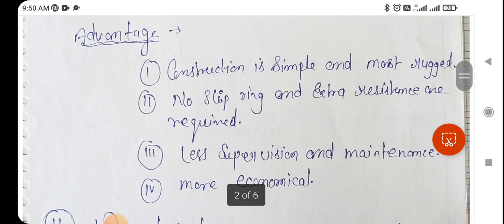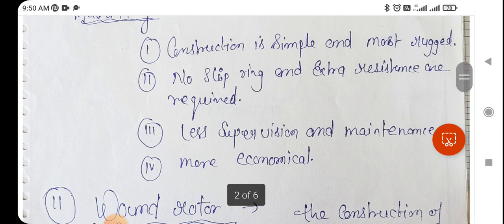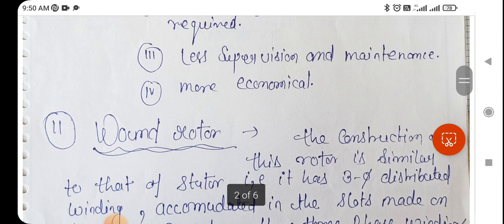And the advantages: construction is very simple, no slip ring and extra resistance are required, less supervision, more economical, and also less maintenance.